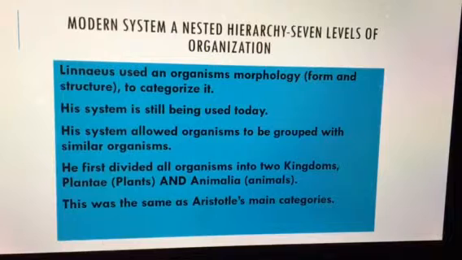So we do use some of the basis of Linnaean's classification system and basically how to categorize organisms. His system is still somewhat being used today. However, we do have a few more things now. His first system had all organisms divided into two kingdoms, Plantae, which is plants, and Animalia, animals. Now we have more: Protista, Eubacteria, Archaeobacteria, Fungi, Plantae, and Animalia. So we have six categories instead of two kingdoms now.